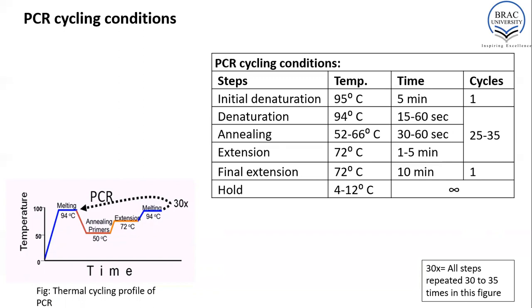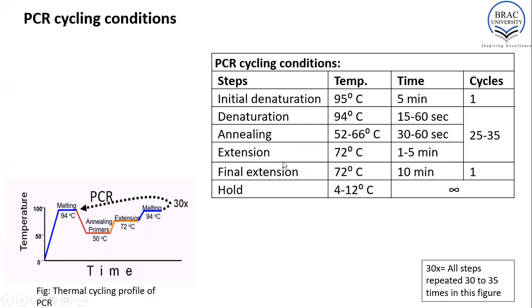The next step is the extension. This is normally done at 72 degrees centigrade, and it again depends on the size of the final product. If you are doing a PCR of 500 base pairs, you might do an extension for only 15 or 30 seconds. If you do a 4 kb amplicon or final product, you might do 4 minutes. The general rule is 30 seconds per kb or 1 minute per kb. So that's how the PCR is set up.